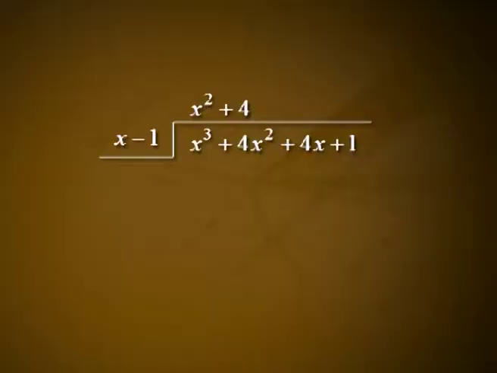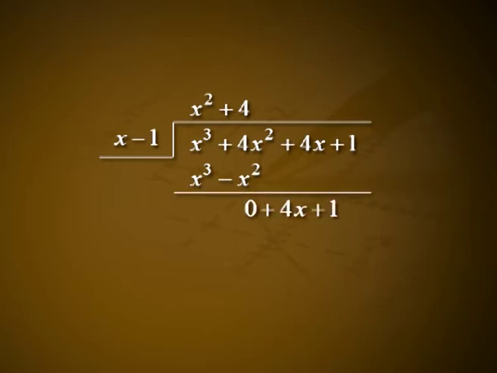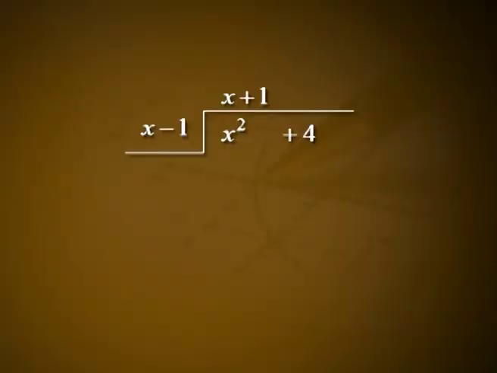Since 1 is seen to be a zero of x^3 + 4x^2 + 4x + 1, we can also divide this polynomial by x - 1. x^3 + 4x^2 + 4x + 1 divided by x - 1. Take x^2 times (x - 1) gives x^3 - x^2. Subtracting, we get 0 + 4x + 1. Take 4 times (x - 1) gives 4x - 4. Subtracting, we get 0. Since x^2 + 4 still has 1 as a zero, we can divide again by x - 1 and get x^2 + 4 divided by x - 1.